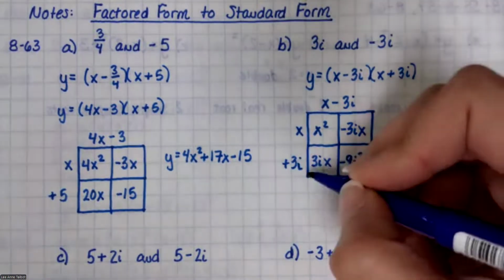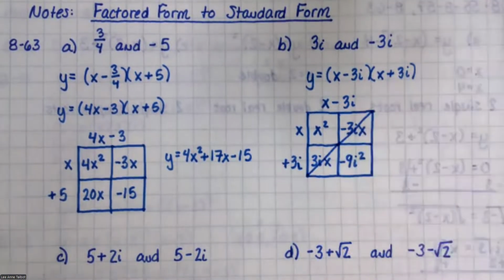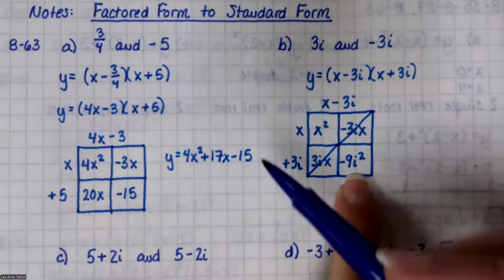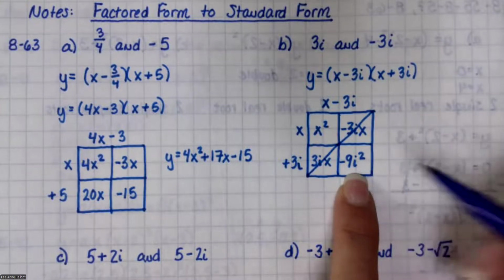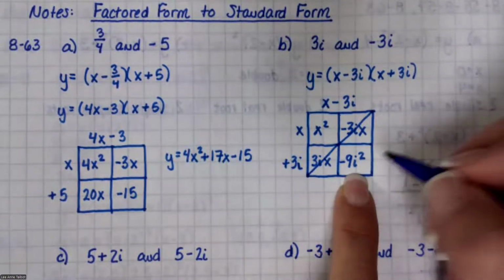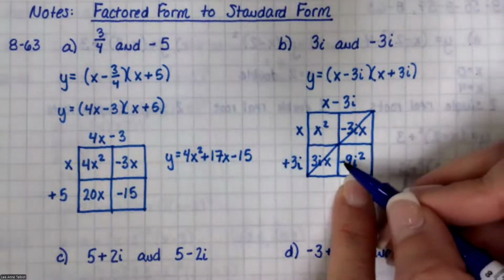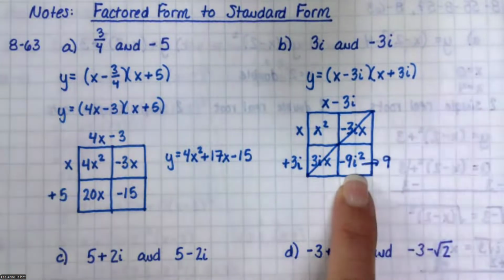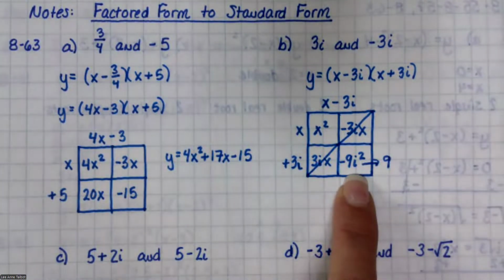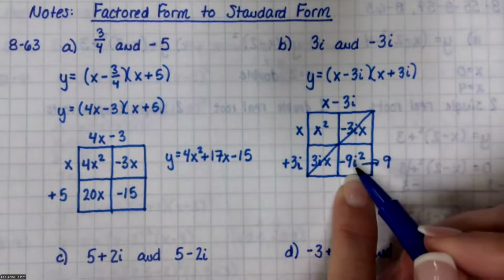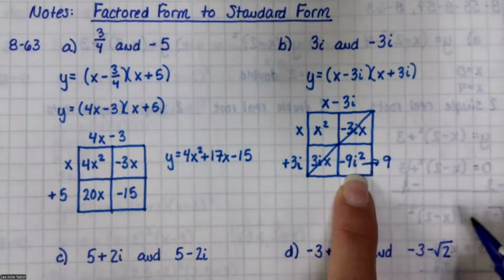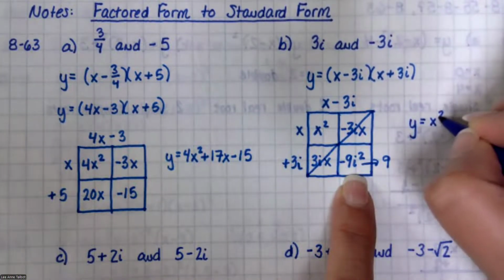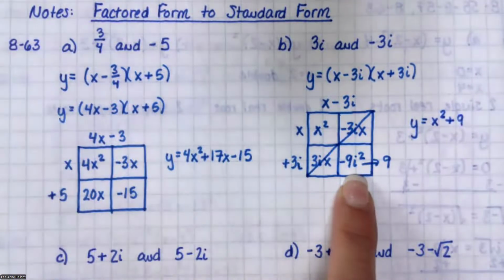You might forget and just write them in and be like, oh yeah, Mrs. Talbot said those two were going to cancel. And they do. Okay, but also this guy, what is negative 9i squared? So the negative and the i squared cancel each other out and it becomes positive 9. Okay, so the standard form is y equals x squared plus 9.